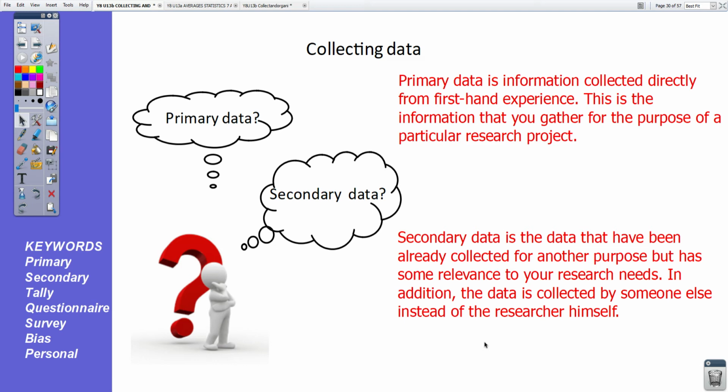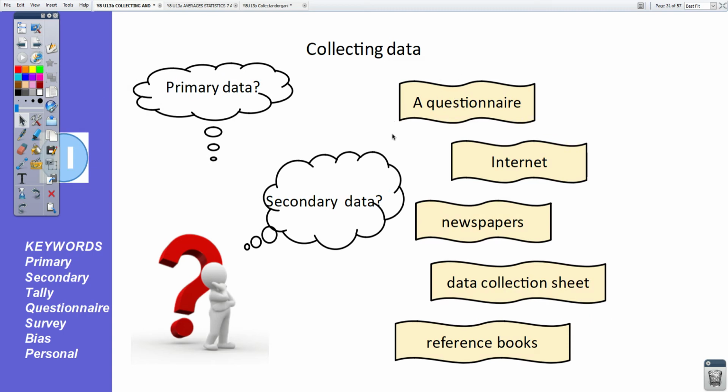If you wanted to do some research into temperatures in various countries around the world during the month of June, again, that would be data that's already been collected, and you would research it from elsewhere, and it is secondary data. Now, what are the advantages and disadvantages of these?